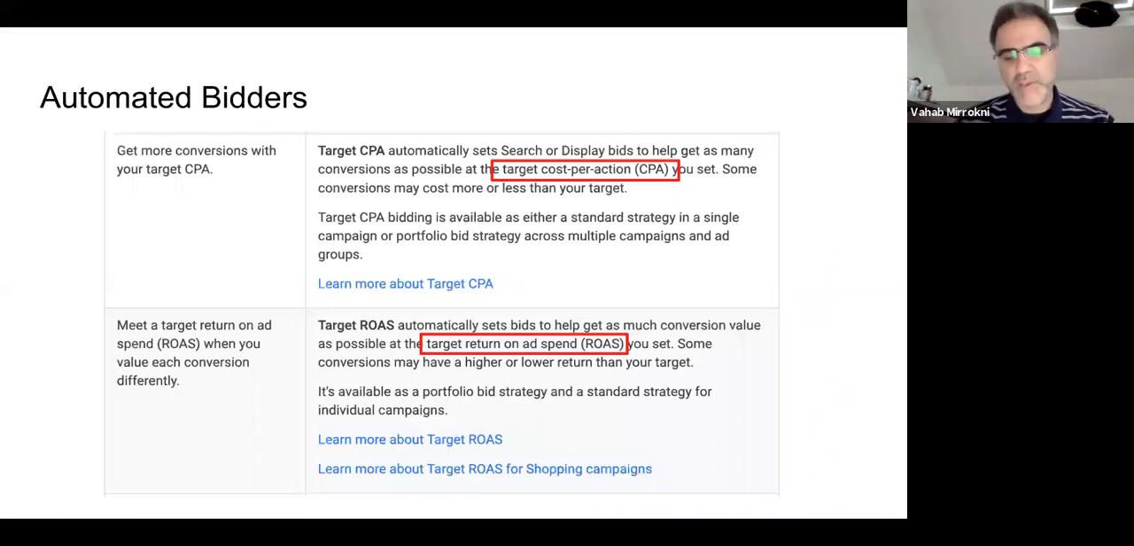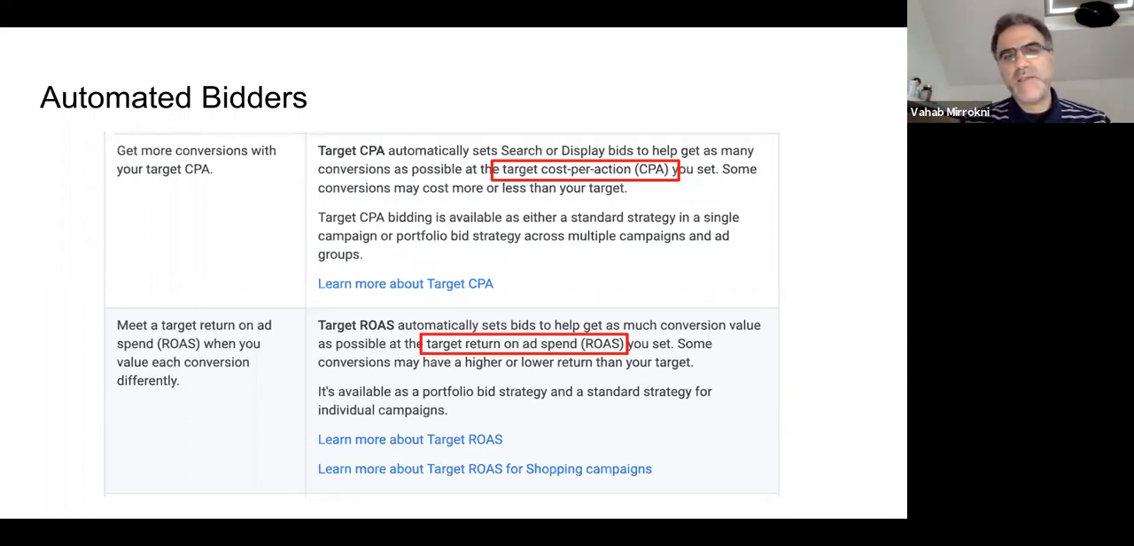The search advertising ecosystem, and in general the ad ecosystem, is moving toward automated bidding strategies. So I wanted to give you a sense of what these automated bidding strategies are. There are what we call target CPA and target ROAS bidding strategies, where the advertising networks, or proxy bidding frameworks, bid on behalf of advertisers. In the case of target CPA, the goal is to get more conversions with a target cost per action. So the advertiser is willing to pay an amount of money per action, but on average.